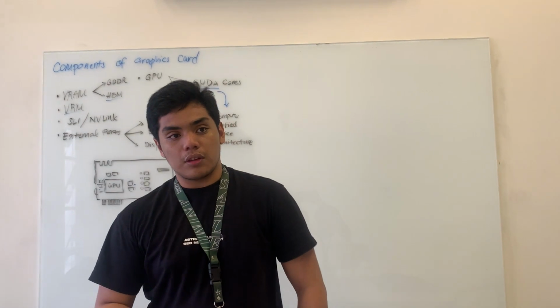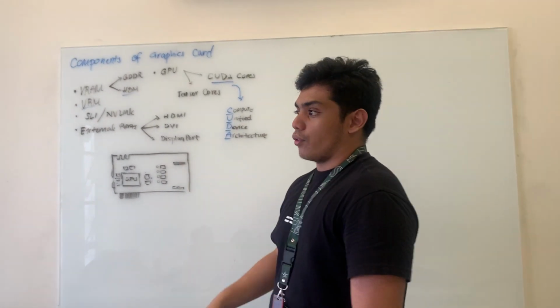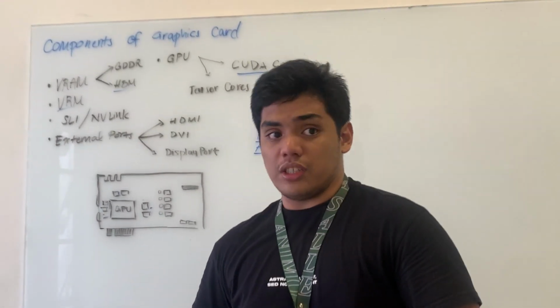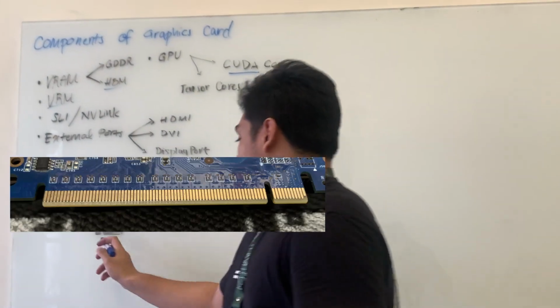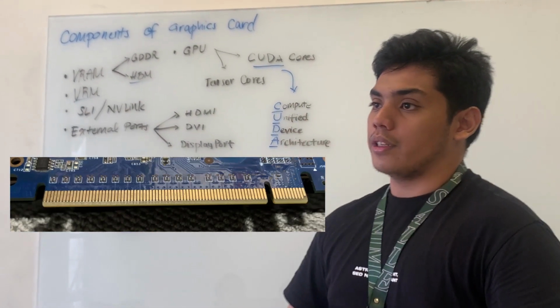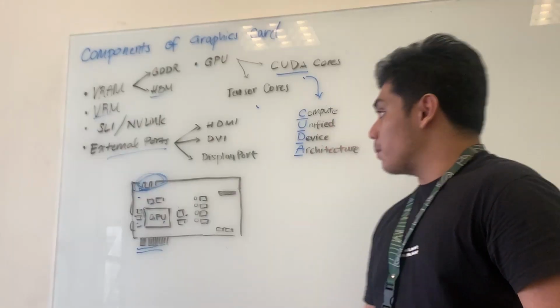Next, we have the fan interface, where the fan of the GPU is connected. It is used for cooling purposes. The GPU can overheat, so this is the fan connector. And this here is a PCI Express, where the GPU is connected to the motherboard by the PCIe bus.